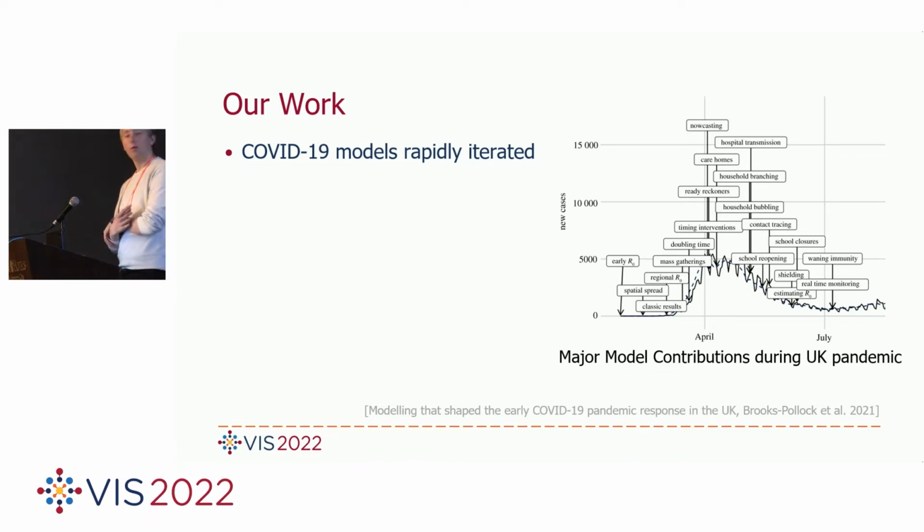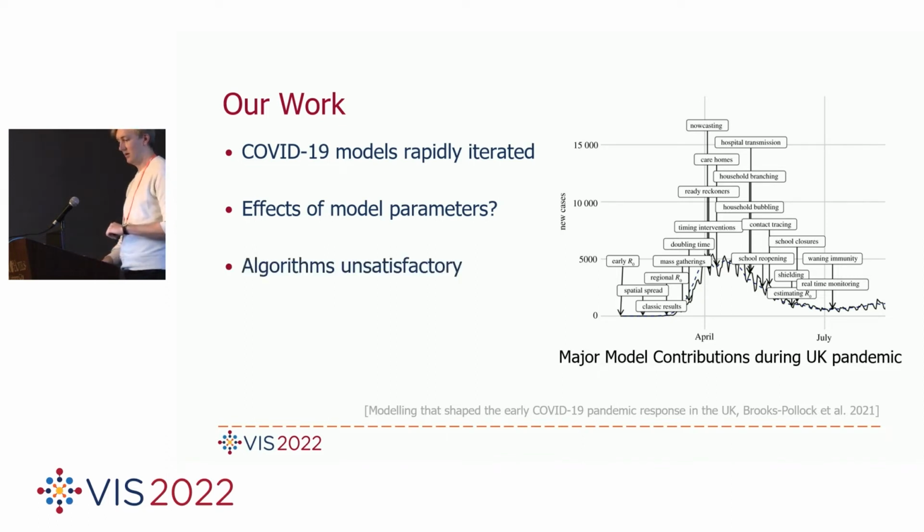And this graph shows when, during the first wave of the pandemic in the UK, major model developments occurred. Modelers are interested in how the inputs or parameters to their models affect the outputs. This study of how inputs affect outputs is called sensitivity analysis. There are algorithms to help with sensitivity analysis. However, we found that they generally do not provide enough actionable information on their own for modelers to perform sensitivity analysis effectively.